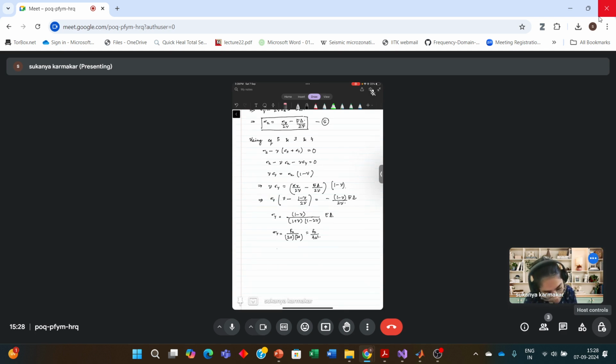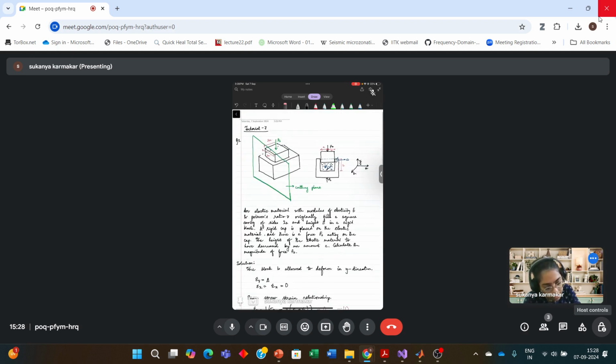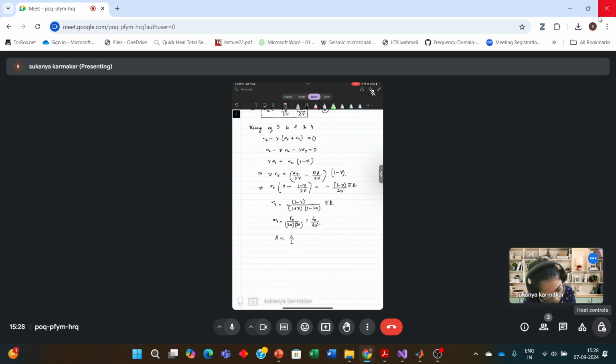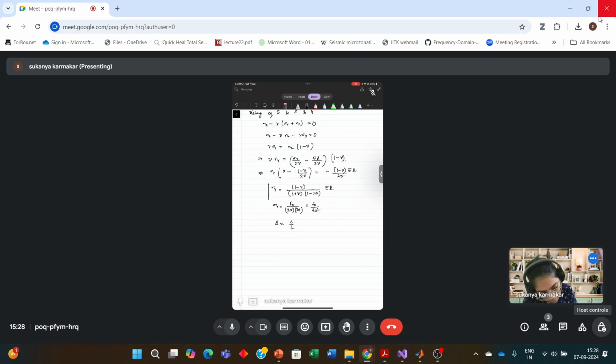And delta is nothing but the strain, which is the change in length, that is C, the amount by which there is a compression, divided by the total length, that is L. So this is C by L. So in this expression, if we substitute these two expressions, F naught by 4a square is equal to 1 minus nu by 1 plus nu, 1 minus 2 nu E C by L.